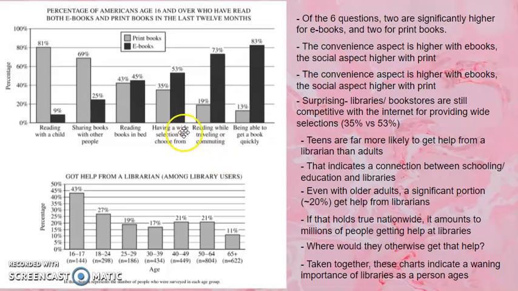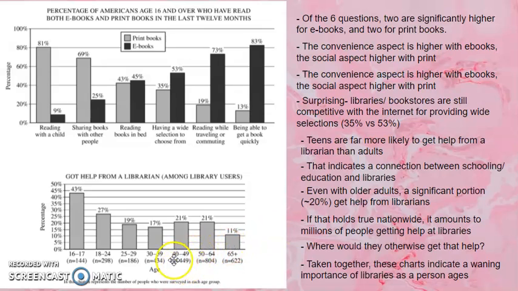I also was surprised at this particular response here about having a wide selection to choose from. I thought the internet would be far and away better than, you know, a bookstore or a library, but they're not that far apart. Teens, I noticed down here, are far more likely to get help from a librarian than adults are, like twice as likely on average, right? But even with the older adults, there's still a significant portion of people who are getting help from librarians, maybe somewhere around 20% for the adult population. And if that holds true nationwide, that makes me think that would be millions of people getting help at libraries.